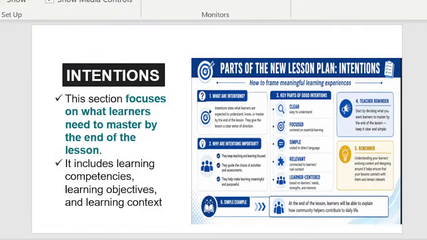Second is the intentions. This section focuses on what learners need to master by the end of the lesson. It includes the learning competency, the learning objectives, and the learning context.